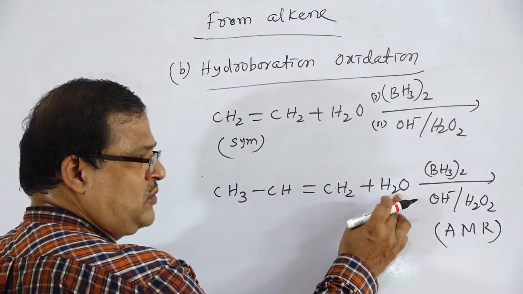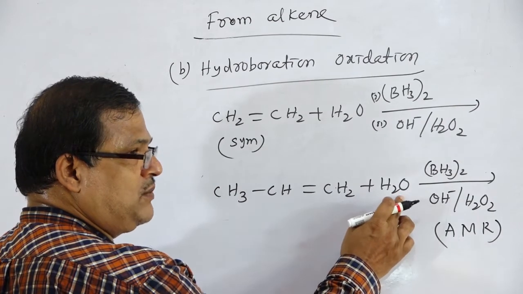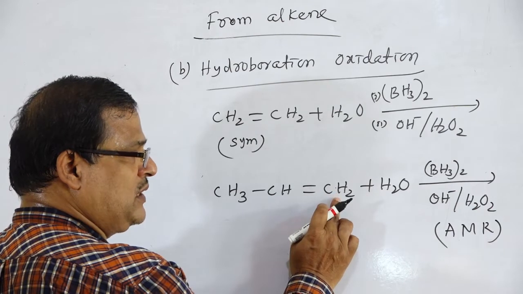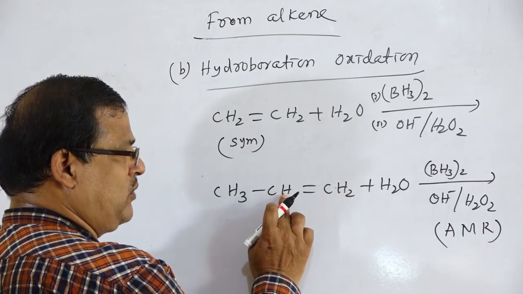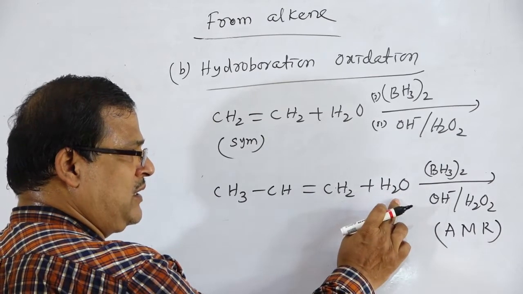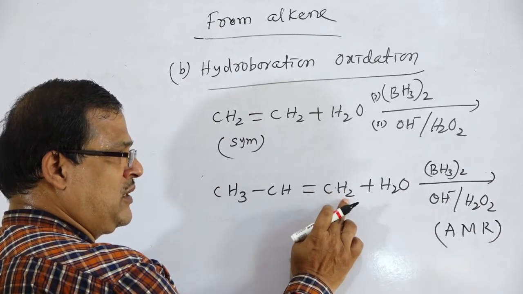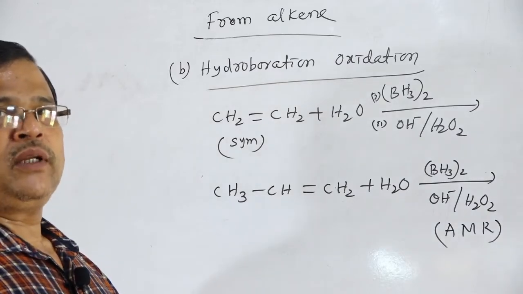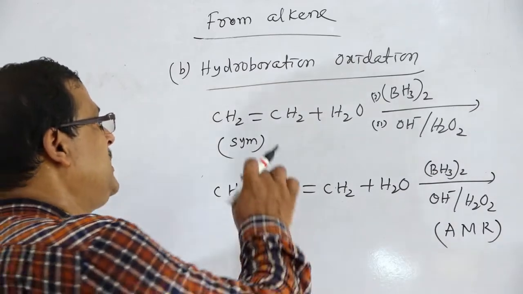Water is H plus and OH minus. The negative part will be added to that carbon atom which contains more number of hydrogen atoms. This carbon contains one hydrogen atom, this contains two hydrogen atoms. So OH minus will be added to that carbon atom which contains more number of hydrogen atoms. That is anti-Markovnikov's rule.